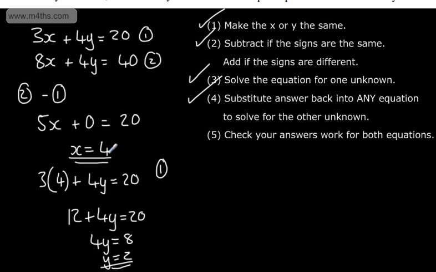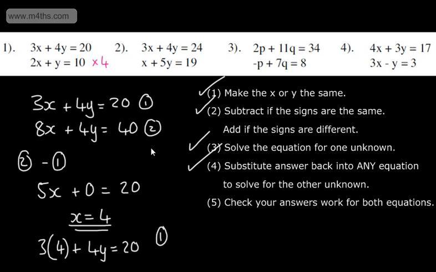So we got x is 4, y is 2. Make sure you're solving for both. Many students just forget and leave them out, so they do one and don't do the other one. Does that work here? Well, 8 times 4 is 32. 4 times 2 is 8. Add them together and we get our value of 40. So yes, it holds true for both of these equations.